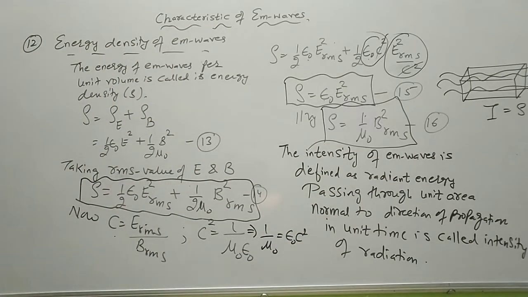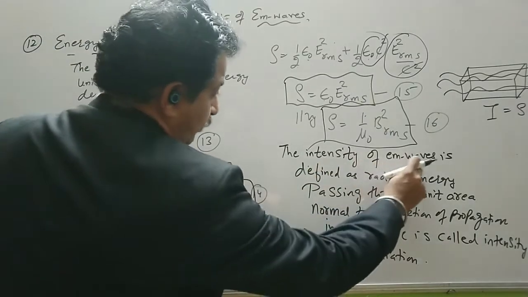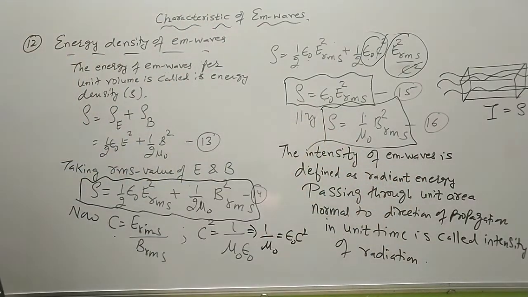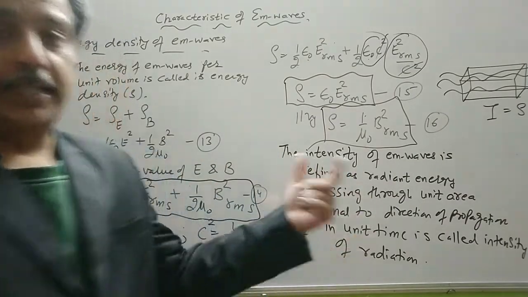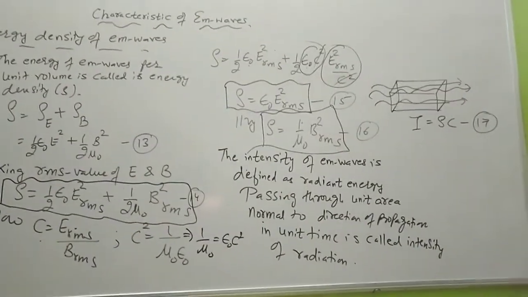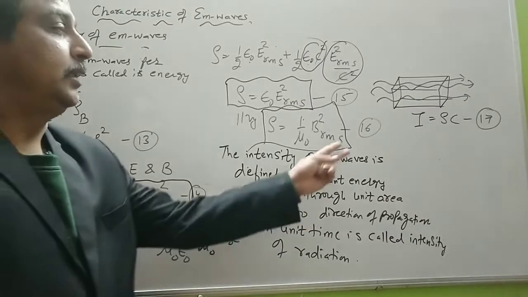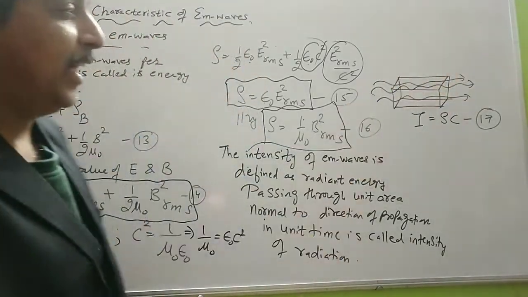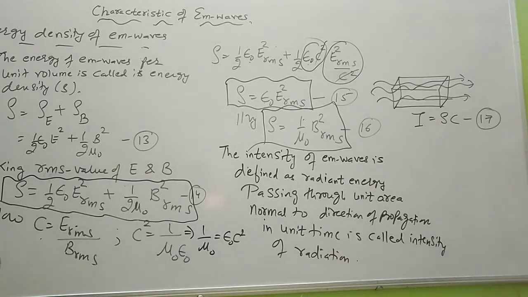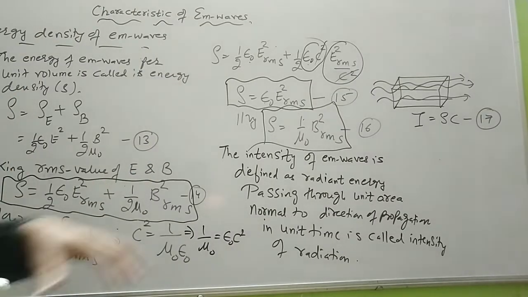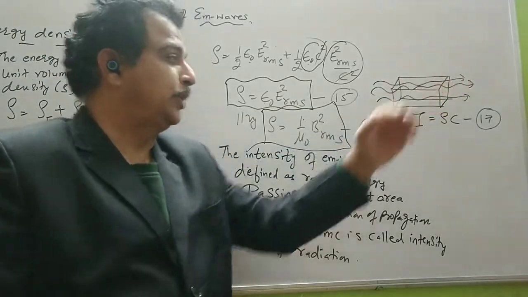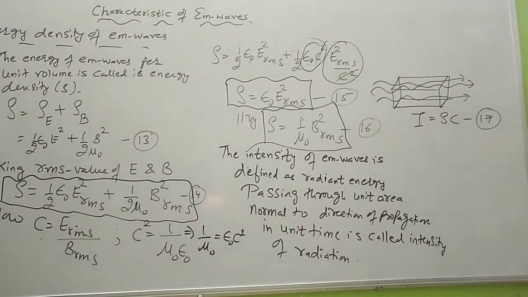So this is the relation between the electric field intensity and the energy density. Then what is the intensity of an electromagnetic wave? This is energy density. Now the intensity. So let us see that the electromagnetic wave is passing through an area and it is traveling with the speed of light. So what is the intensity when this wave passes through this area or a closed surface?